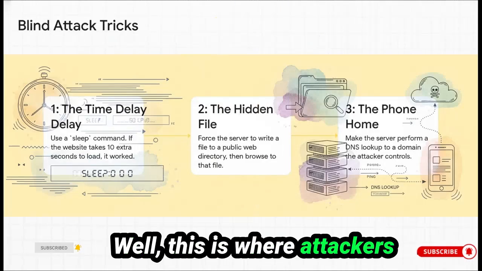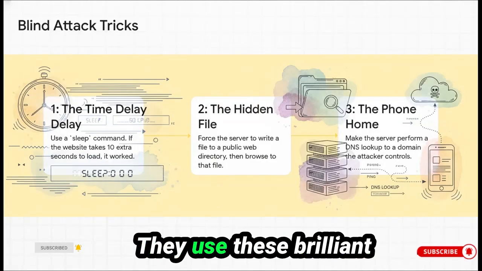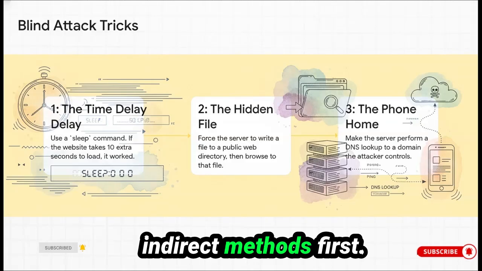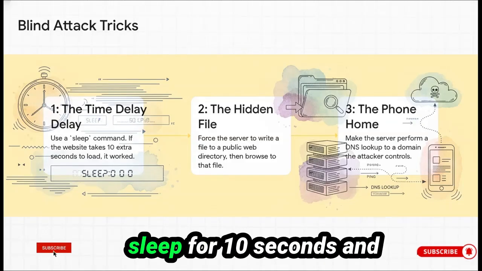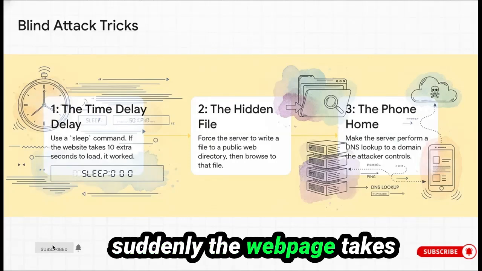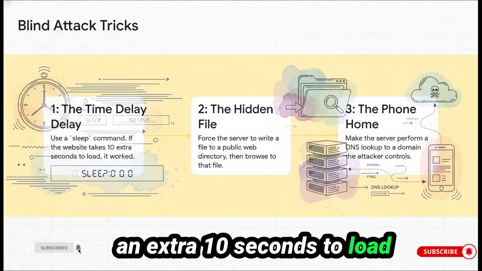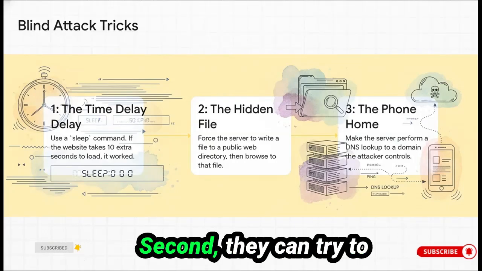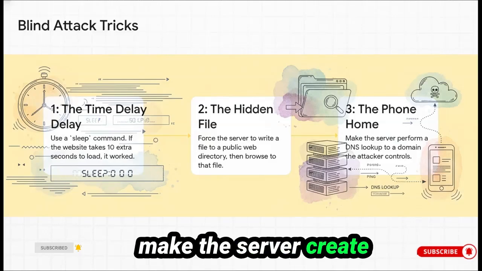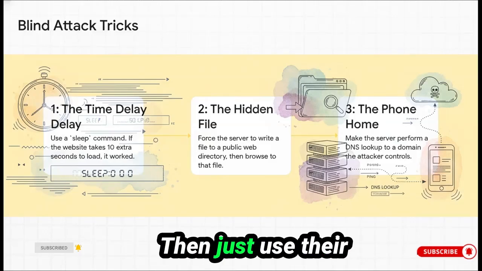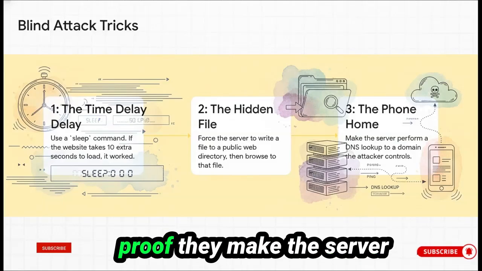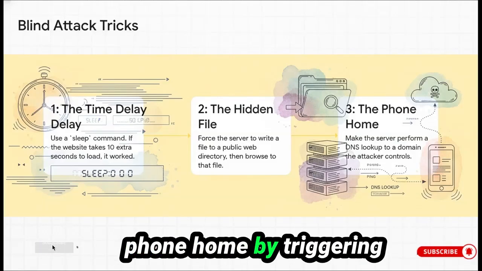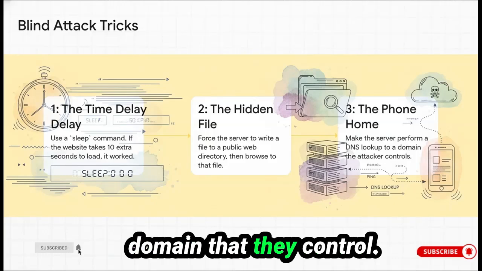Well, this is where attackers show their creativity. They use these brilliant indirect methods. First, they can inject a time delay. If they tell the server to sleep for 10 seconds, and suddenly the web page takes an extra 10 seconds to load, bingo, they know it worked. Second, they can try to make the server create a file in a public folder, then just use their own browser to see if the file is there. And third, the ultimate proof. They make the server phone home by triggering a network request to a domain that they control.